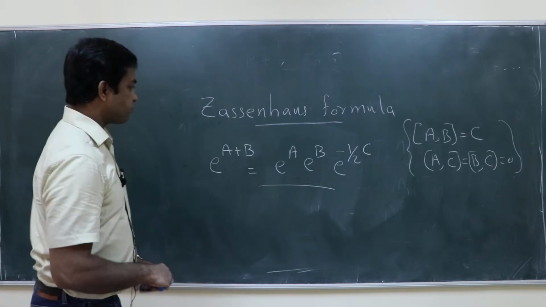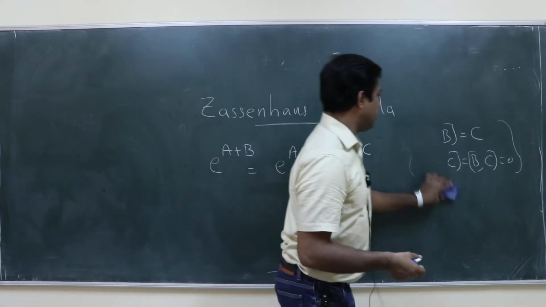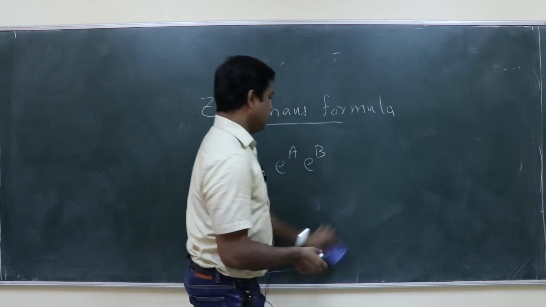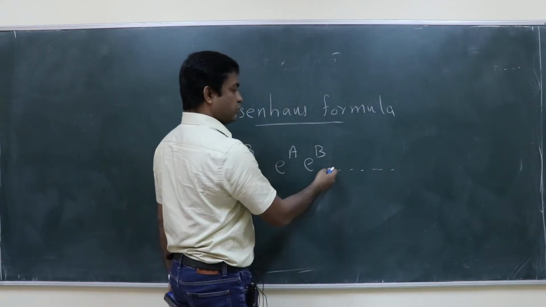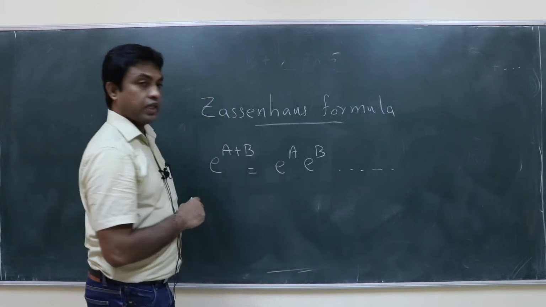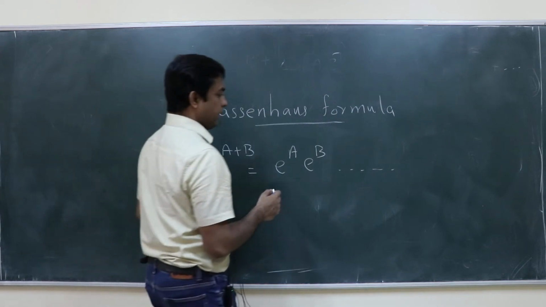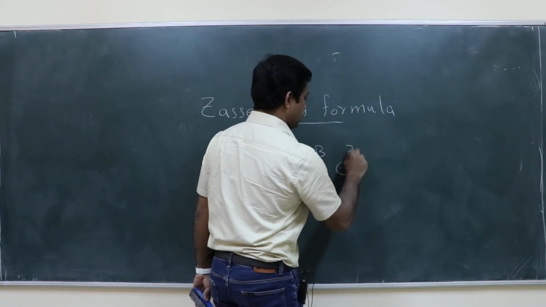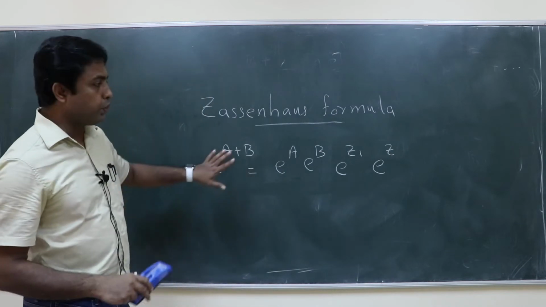So now what is the general formula? Suppose these kinds of conditions are not there, then this one goes on. There will be so many exponentials multiplying with this e power A and e power B. That is basically the Sassenhaus formula. Let me write down at least a few terms in that. So I write down e power z1. Anyway, we are not going to prove this.